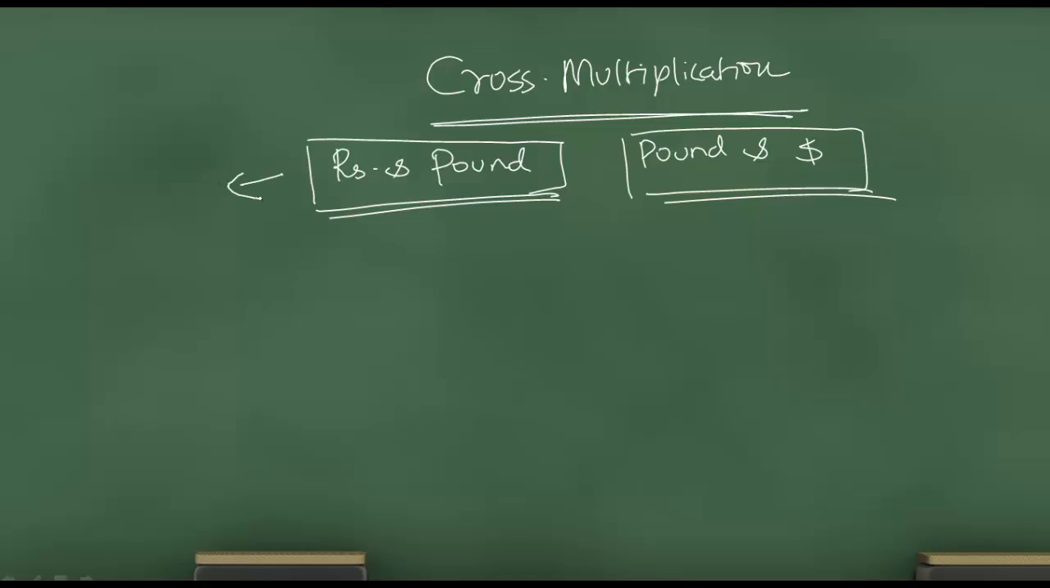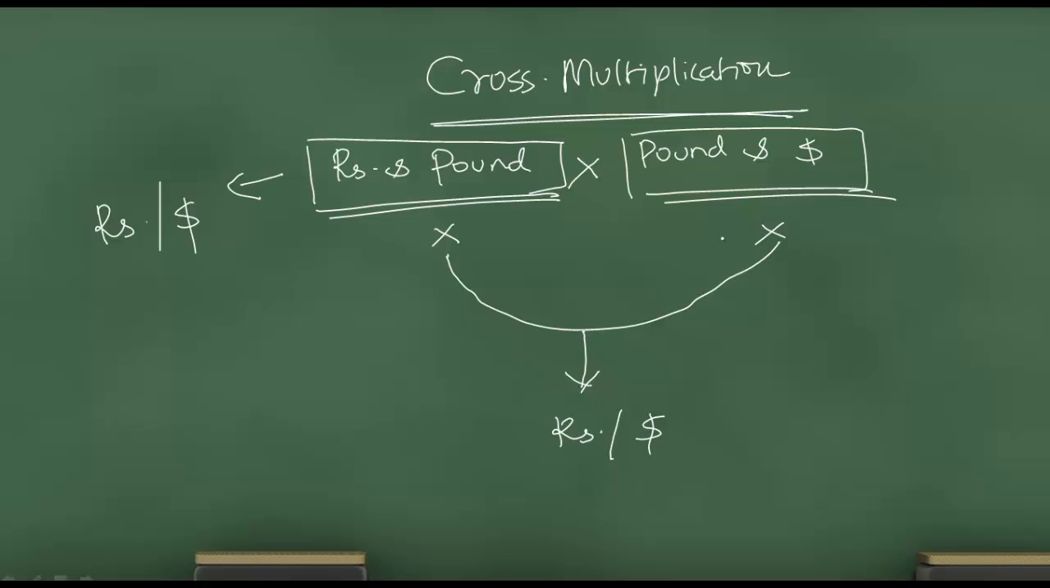Then it would be possible for you to find the exchange rate between rupees and dollar, because here you don't have rupees and dollar, here also you don't have rupees and dollar, but by establishing a relationship between these two you can find the value of rupees per dollar. In cross multiplication, we take the product of these two exchange rates, and the product will give you the derived or desired exchange rate, that is rupees per dollar.